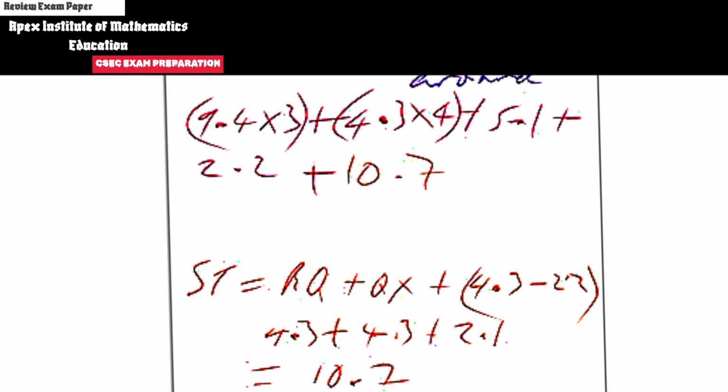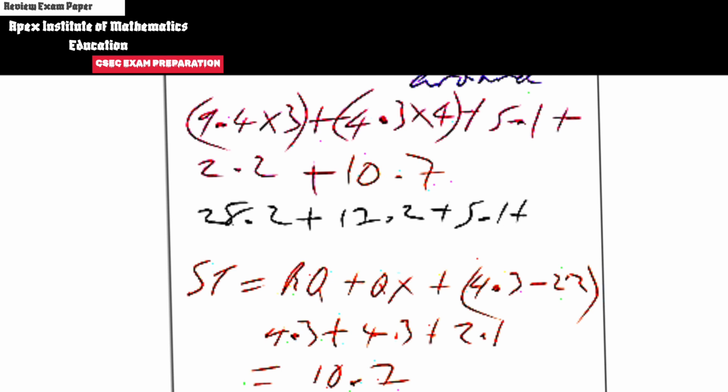All right. So with that said, now that we've gone through all that rigmarole about getting to the answer, we can take our time then and say on the calculator 9.4, clear this, 9.4 times 3, that's going to give us 28.2 for that part, plus, getting rid of all the brackets now first, 4.3 multiplied by 4, that's going to give us 17.2 plus the 5.1 plus the 2.2 plus the 10.7.